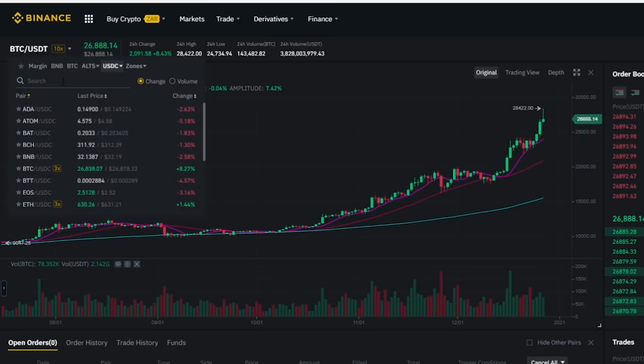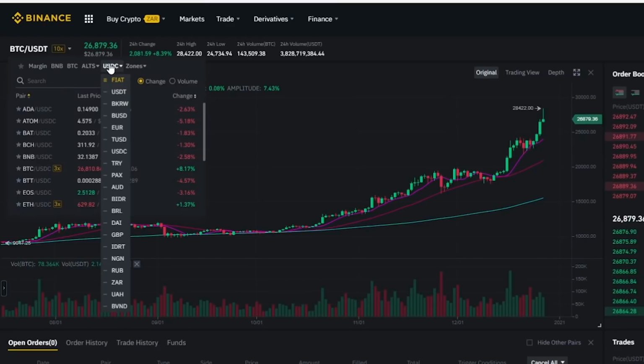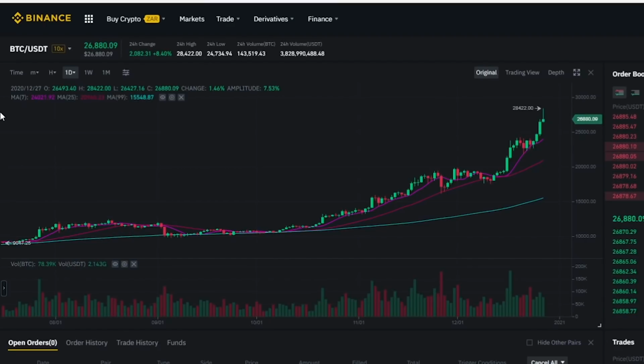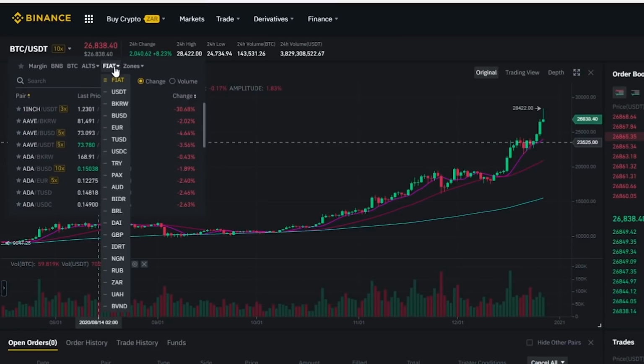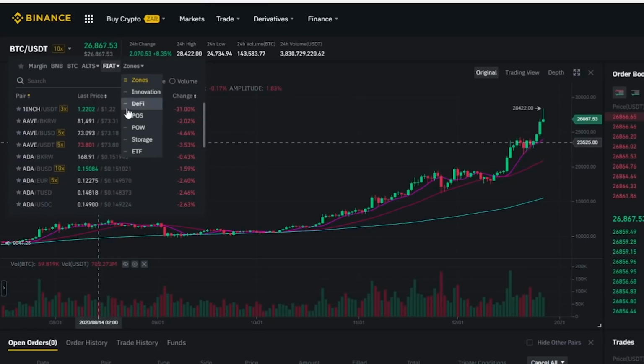So you can see it has margin, BNB, BTC, ALTs. These are altcoins, and it also has USDC. And the USDC is on the fiat, right? So if you have, say, US dollars, or you have the British pound, or you have the USDT, the stable coins, all those are considered fiat currencies on this exchange. I've said that before. So let's say in my case, I have USDT right now. I'll select USDT as my base stable coin.